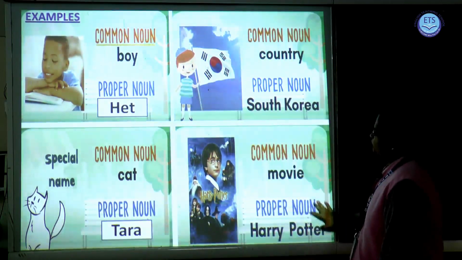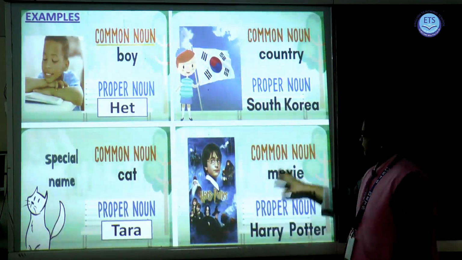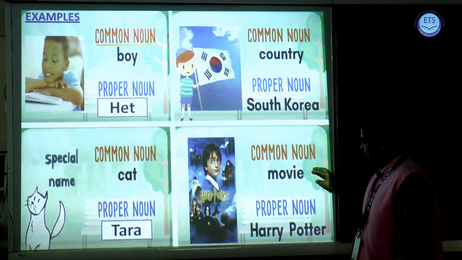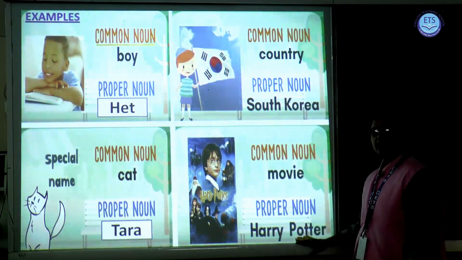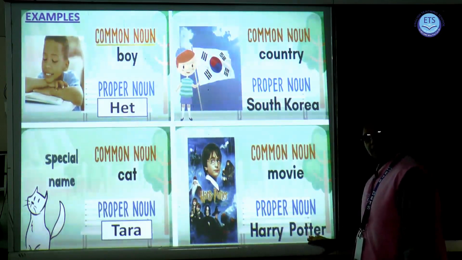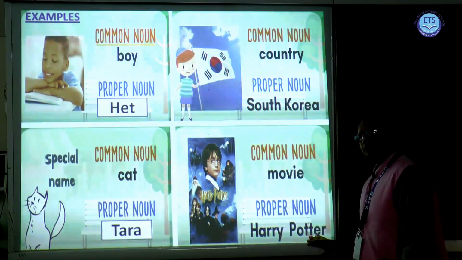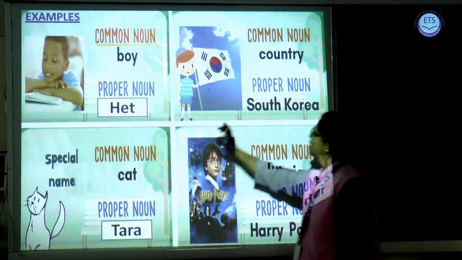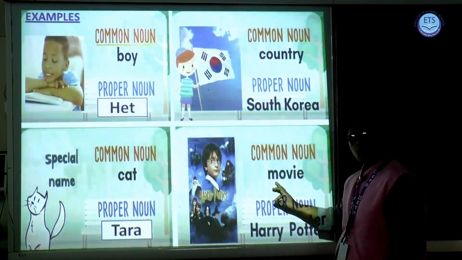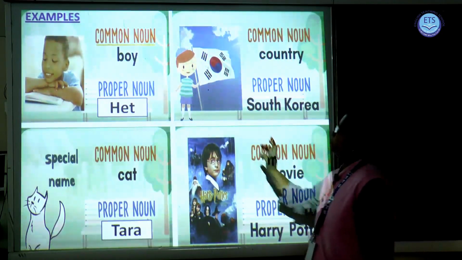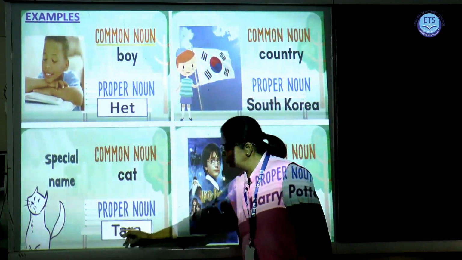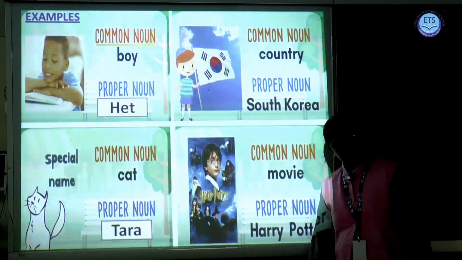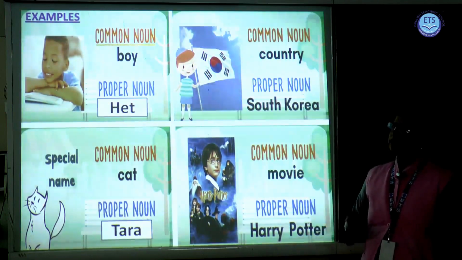And children, you know these are your favorite movies. So, here the movie becomes a common noun. But when this movie is named like Harry Potter, Harry Potter becomes a proper noun. Right children? Second thing, here you can find that all the common nouns start with small letters, but the proper nouns start with capital letters. So, this is a very big thing where you can differentiate a common noun and a proper noun.